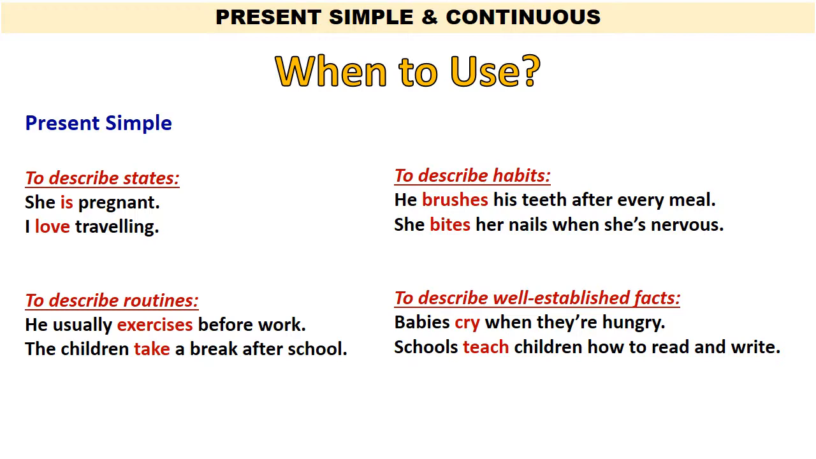We also use the present simple to describe habits that we may have. For example, he brushes his teeth after every meal. She bites her nails when she's nervous.